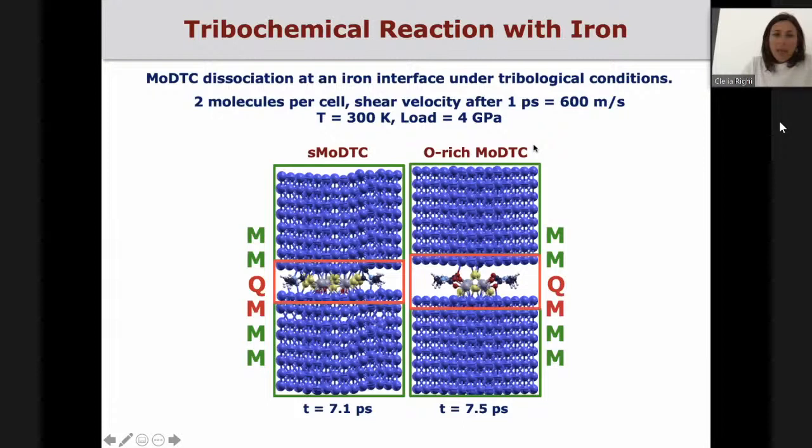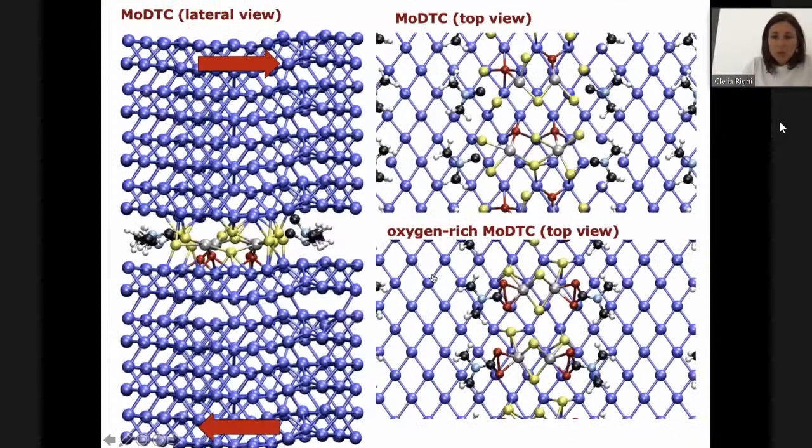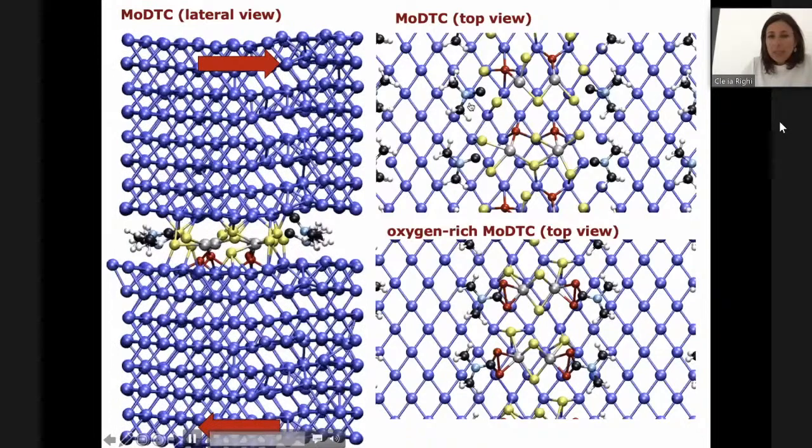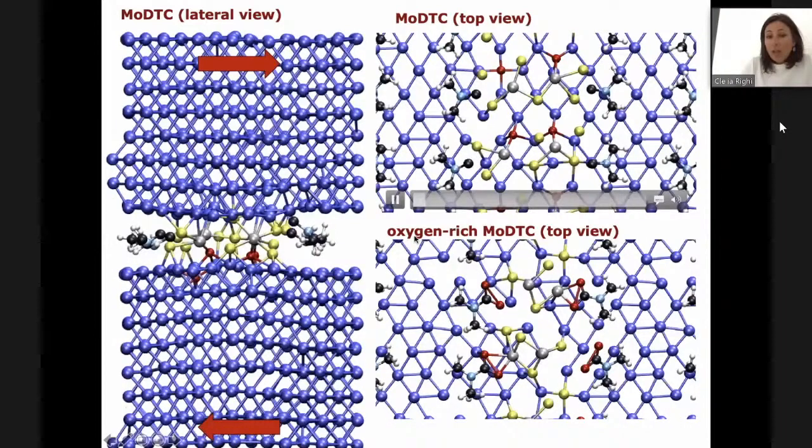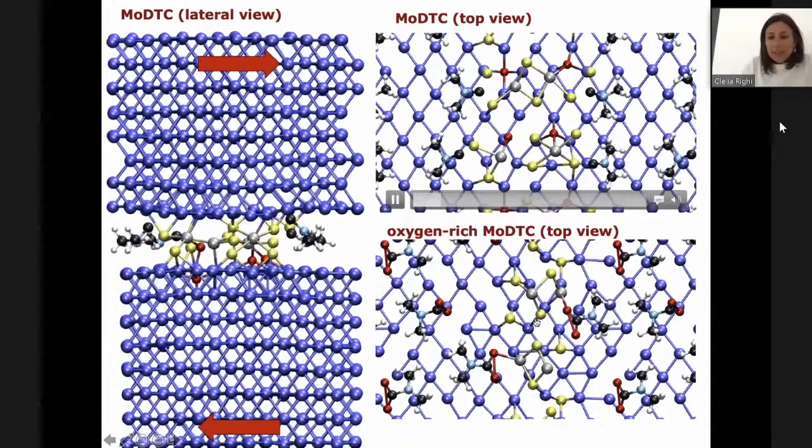Here you can see the results of the simulation from a lateral view and a top view, where the two different compounds are compared. For standard MeO-DTC, the dissociation at the iron interface occurs through the detachment of the carbamate units, while for the oxygen-rich MeO-DTC, the oxygen atoms remain attached to the carbon atoms. And this is even clearer from these snapshots acquired during the simulation, where the iron atoms are made transparent.